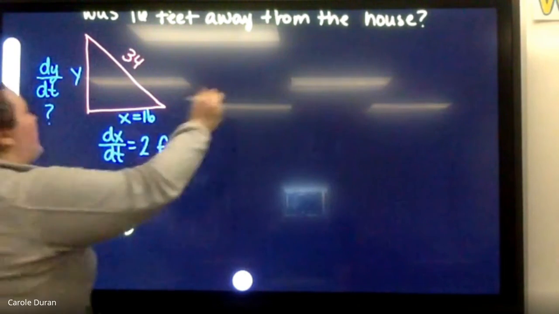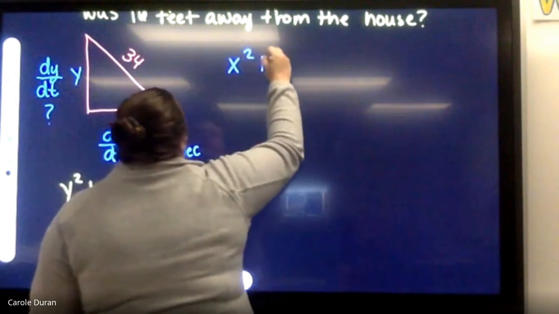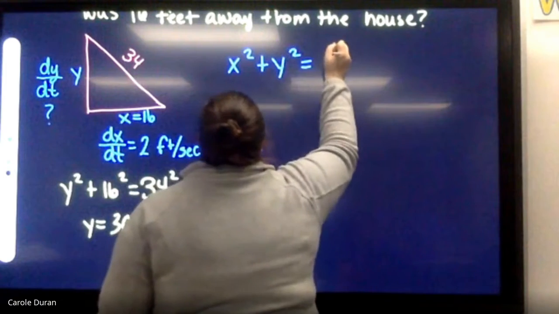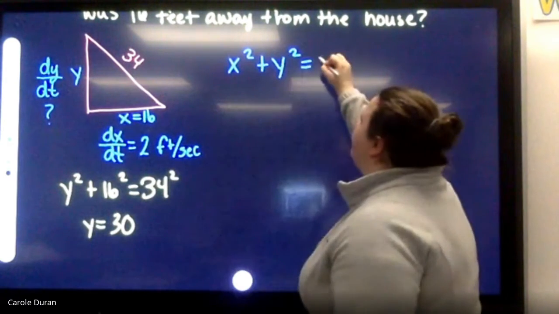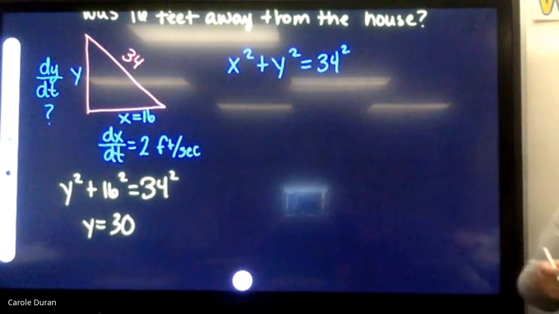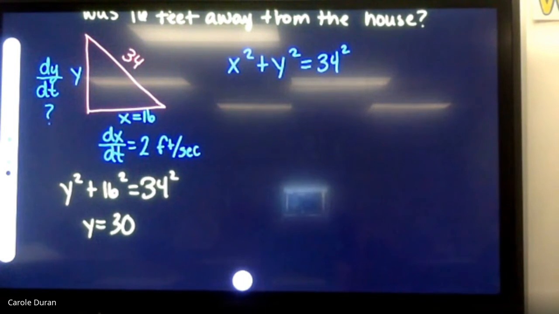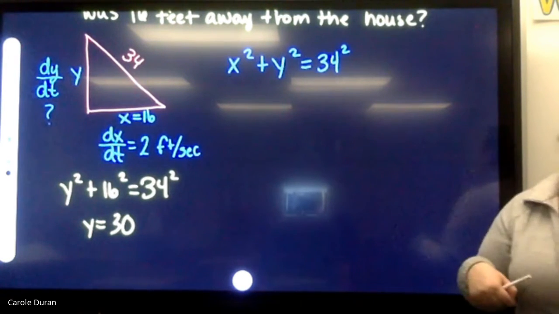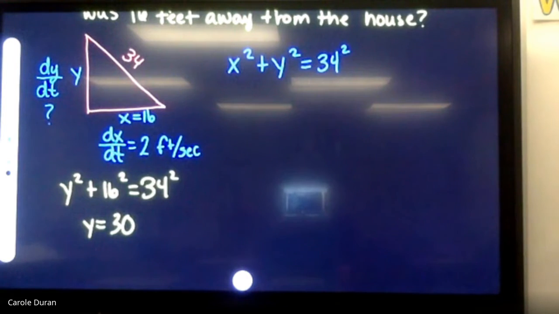So my base Pythagorean theorem is x squared plus y squared equals what? The 34 squared. I know that equation. Well, not a, because it's not an area. Right, a squared plus b squared equals c squared. But I had a value for c. I'm not filling in the values for x or y yet because I want those variables to stay through the differentiation process, and then I will fill them in.